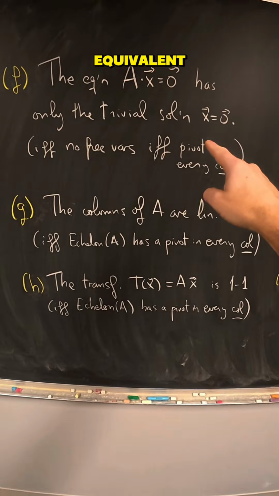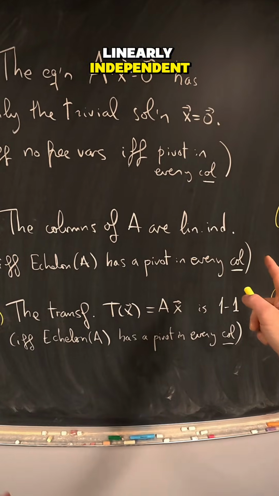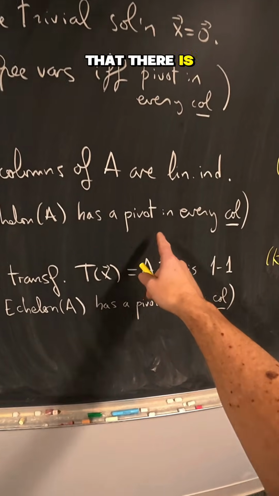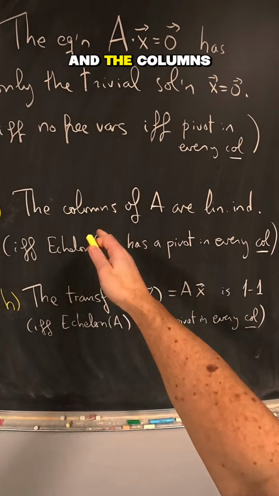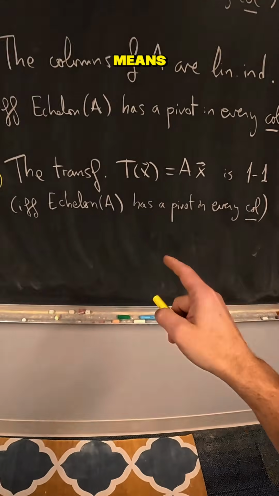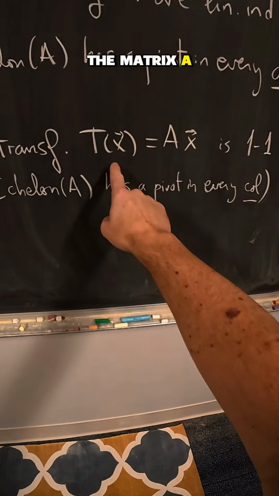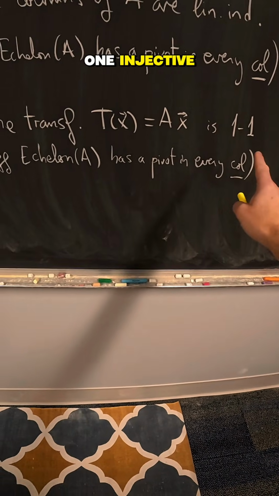Now, that is equivalent to the columns of A being linearly independent, which is also a condition that we check by making sure that there is a pivot in every column in an echelon form for A. And the columns being linearly independent means that the linear transformation given by the matrix A, T of x equals A times x, is 1-to-1, injective.